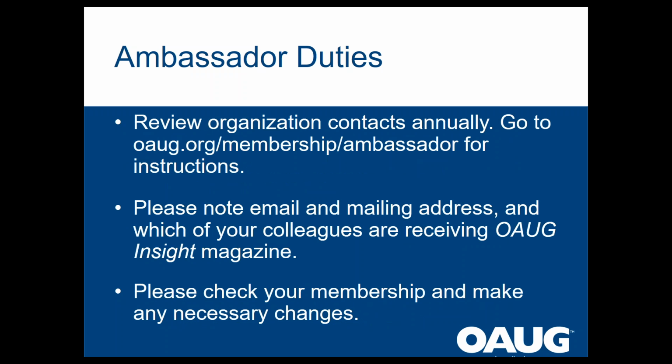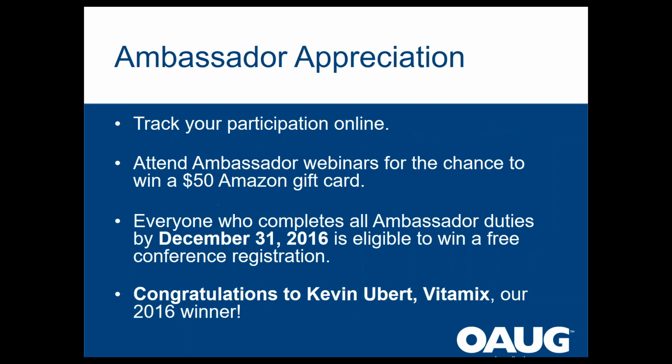And then we also ask that our ambassadors help us maintain accurate records, and that we ask you to pay special attention to email addresses, mailing addresses, and which of your colleagues are receiving the OAUG Insight magazine. And make sure to utilize those 10 mailed copies too. And this spring we'll send you an email with a copy of all your profiles attached to your organization's record, and that will be one way that you can look at to see if you have accurate records. I'll also show you another way that you can see that through the website.